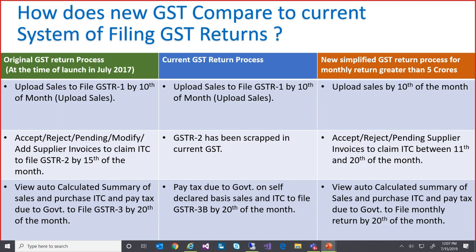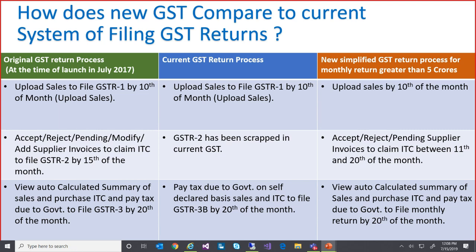Then accepting, rejecting, pending, modifying all invoices, ITC can be claimed by the 15th of the particular next month. By the 15th of the month, you can file the GSTR-2. Currently the GSTR-2 process has been scrapped and the government is asking for the 3B return only. Going forward, you have to do it by the 20th of the next month. You have to accept, reject, and mark pending the invoices by the 20th of the month. This is another change.